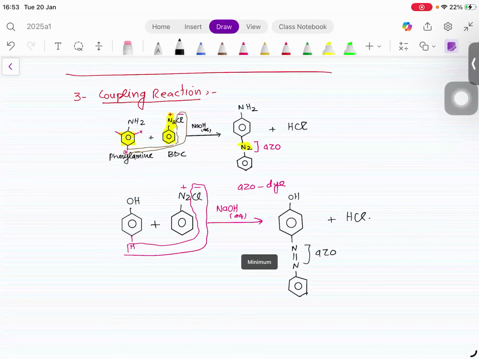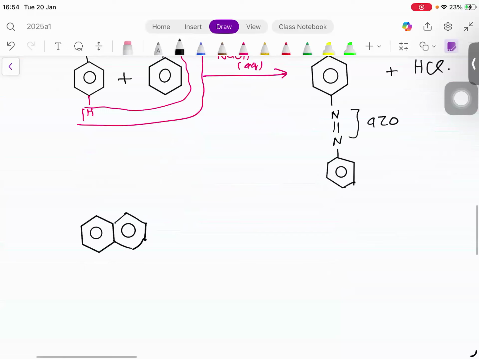So now I'm going to give you a couple of reactions. Look, this is another compound. What the examiner does: look, this is called naphthol. What is this? Yeah, this is a type of phenol. When naphthol reacts with BDC, can you tell me the product that is formed? Draw the structure of the product, please.